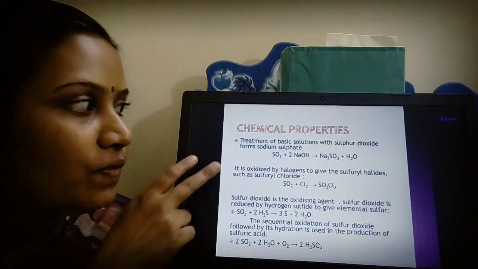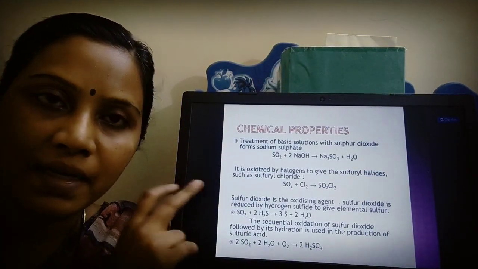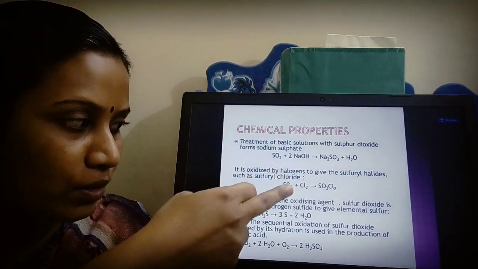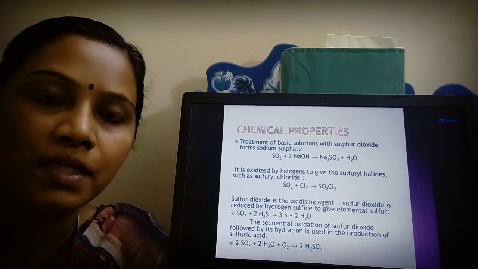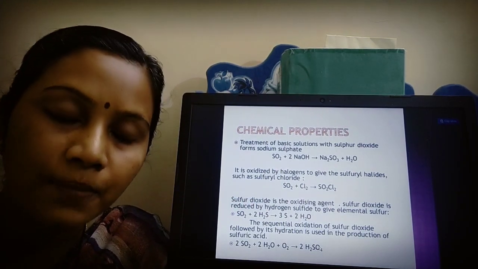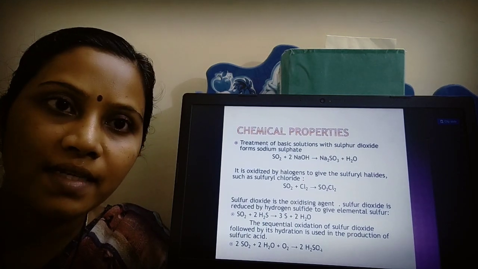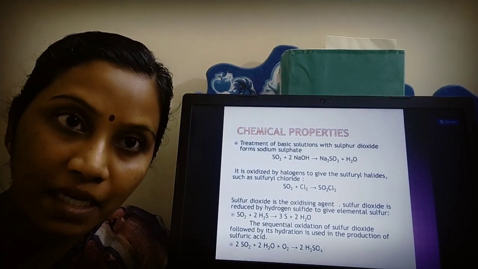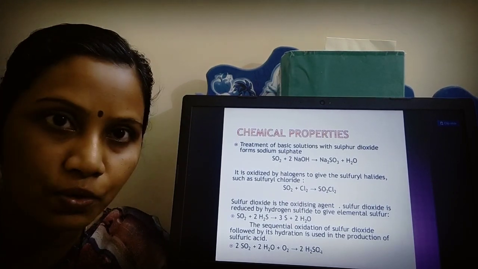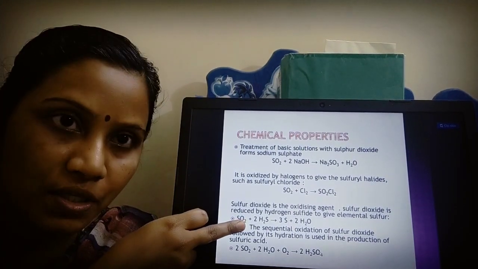Yes, children. So we have seen two chemical reactions of sulfur dioxide with basic solution and with the halogens. So our third reaction is sulfur dioxide acting like an oxidizing agent. So what is the role of an oxidizing agent? An oxidizing agent should oxidize the reactant and itself should be reduced. So what happens in the reaction here?